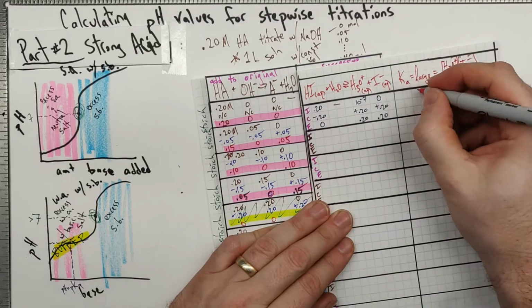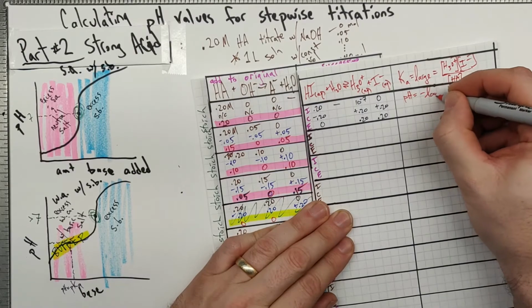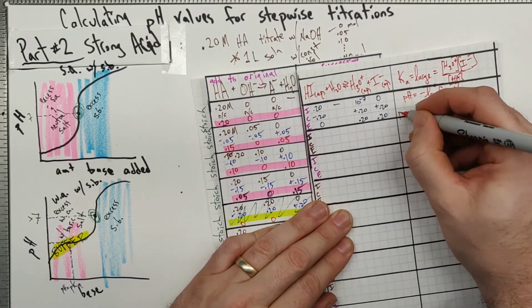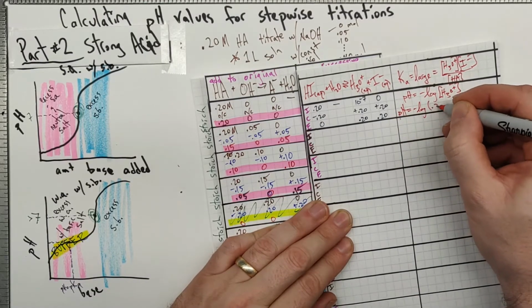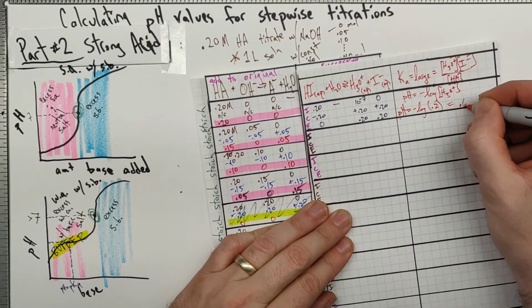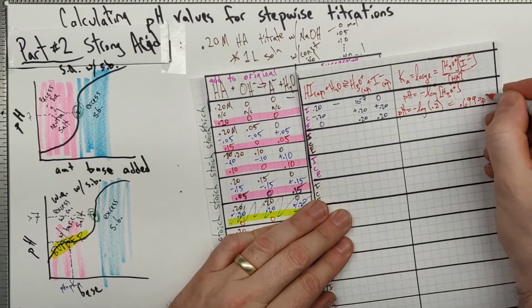which makes our pH very easy to calculate, because it's just the negative log concentration H3O plus. pH is going to be the negative log concentration H3O plus. And in this case, our pH is the negative log of 0.2, and that is 0.699. All right, so our first pH there is 0.699.